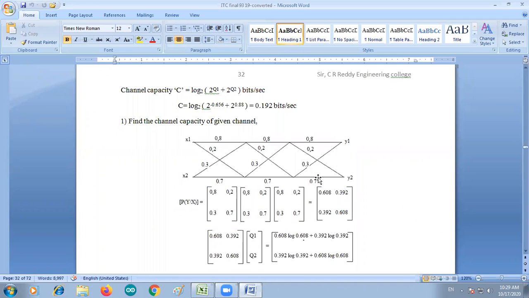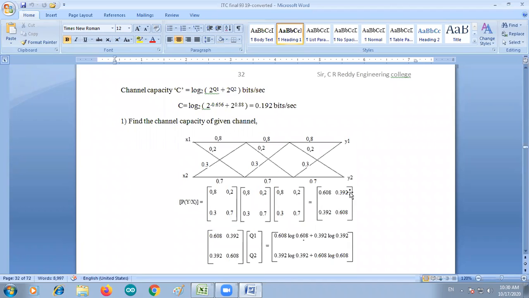Now the 3 channels are cascaded in this arrangement. Now we can calculate the overall channel, that is the cascading of all these 3. We can multiply the channel matrices of the 3. What is the channel matrix of the first one? 0.8, 0.2, 0.3, 0.7. The second one is also 0.8, 0.2, 0.3, 0.7. The third one is also 0.8, 0.2, 0.3, 0.7. So the 3 channels are cascaded, the same binary symmetric channels. Now you can multiply these 3 as matrix multiplication.